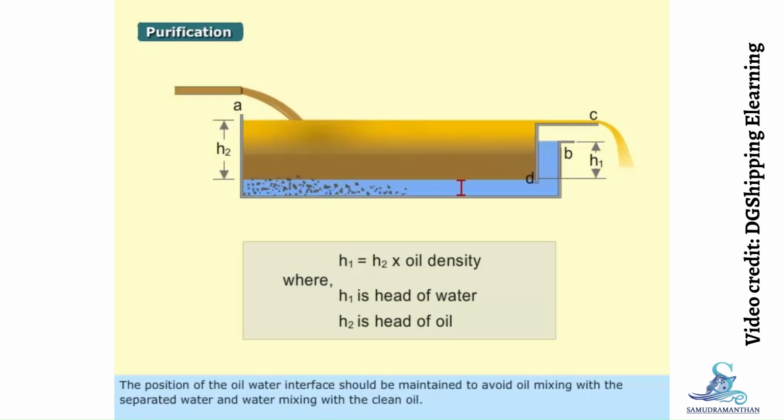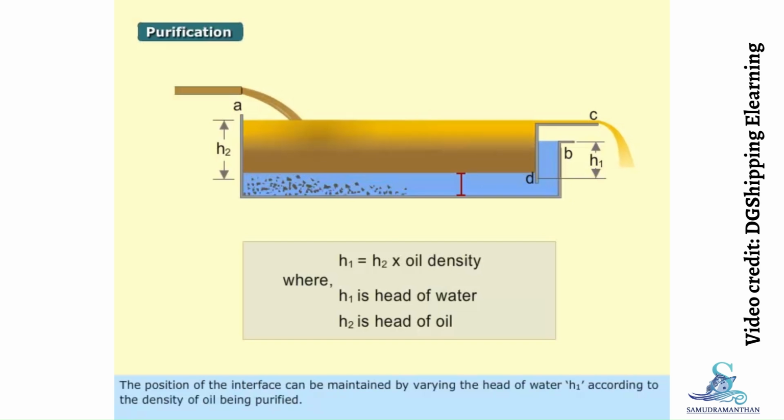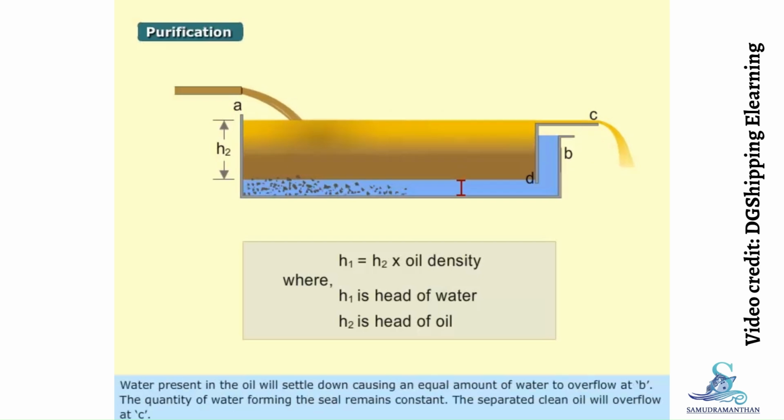The position of the oil-water interface should be maintained to avoid oil mixing with the separated water and water mixing with the clean oil. The position of the interface can be maintained by varying the head of water H1 according to the density of oil being purified. Water present in the oil will settle down, causing an equal amount of water to overflow at B. The quantity of water forming the seal remains constant. The separated clean oil will overflow at C.